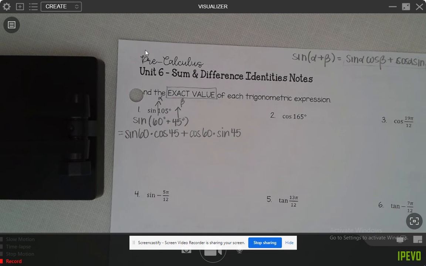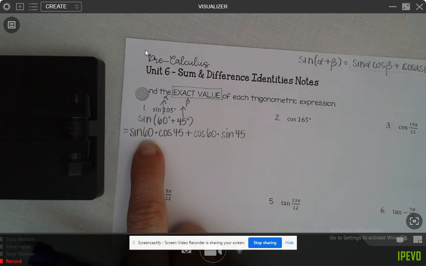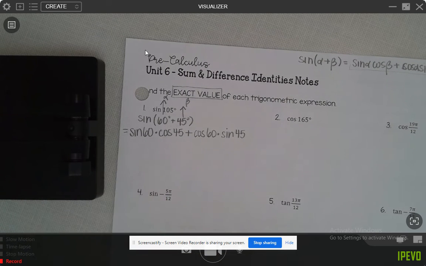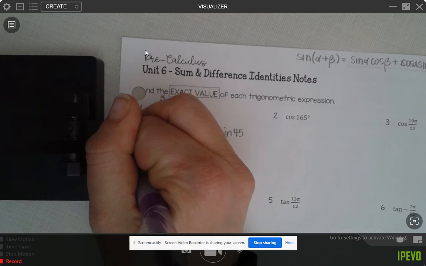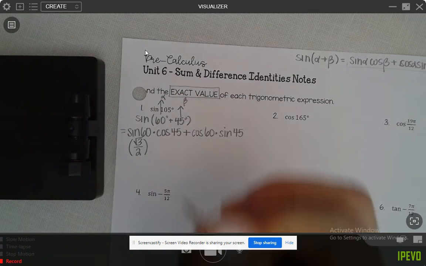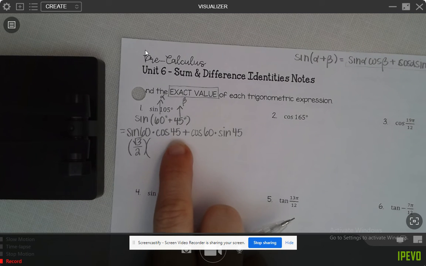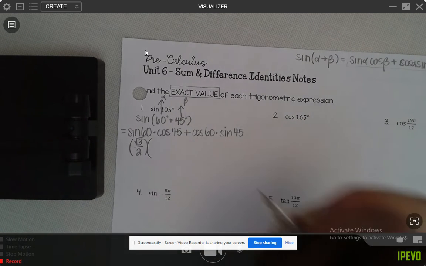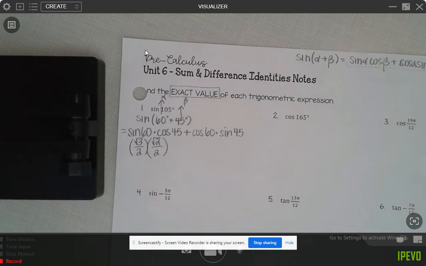Okay? Now, from here, you use your chart and find it. What is the sine of 60 degrees? 60 degrees is pi over 3, yes? What is the sine of pi over 3? That's radical 3 over 2. If you don't have the right values, your whole thing's wrong as well. Okay? Just heads up. Cosine of 45 degrees. 45 is pi over 4. The cosine of pi over 4 is radical 2 over 2.